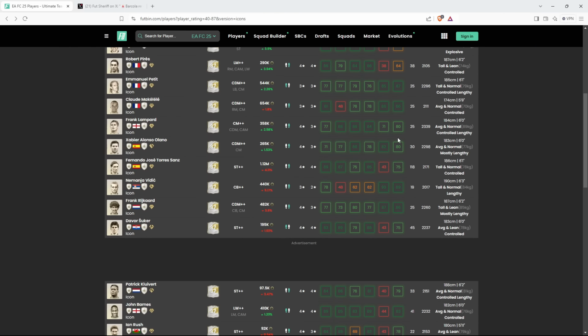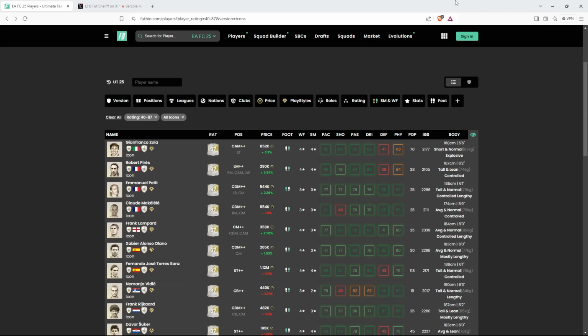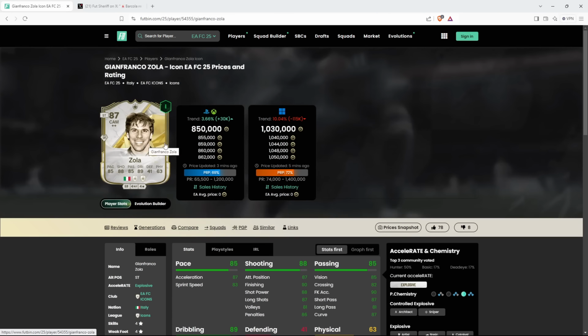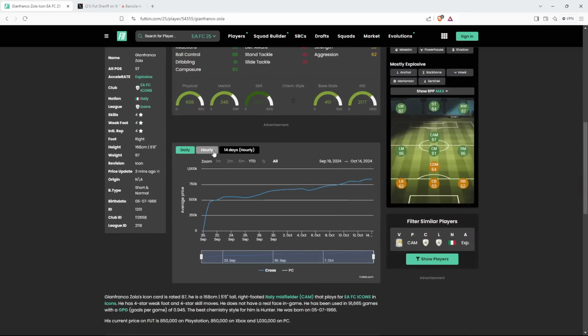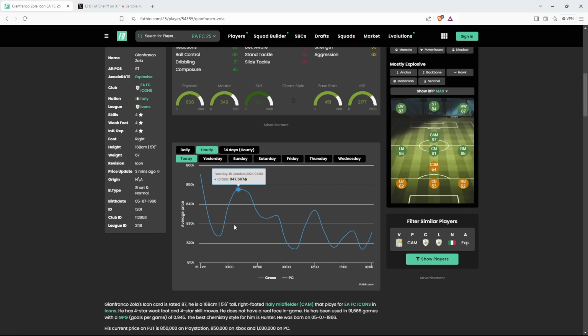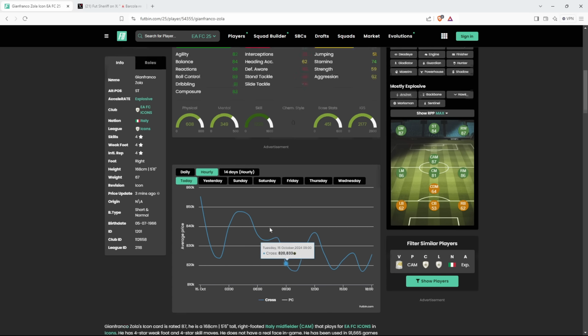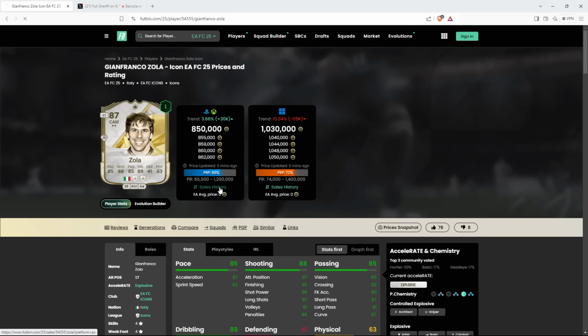So how can you make coins with this little panic selling that happens after content? For example, we take a player like Zola. Zola has been selling at 850,000 coins on console, literally all day today. You can see hourly today went all the way to 847, dropped to 820, went to around 817, and rebounded at 850.